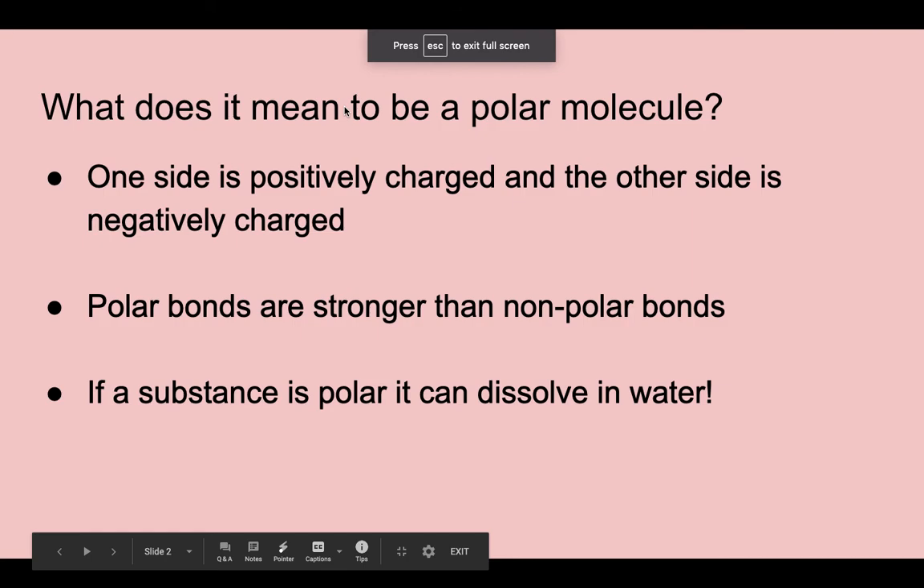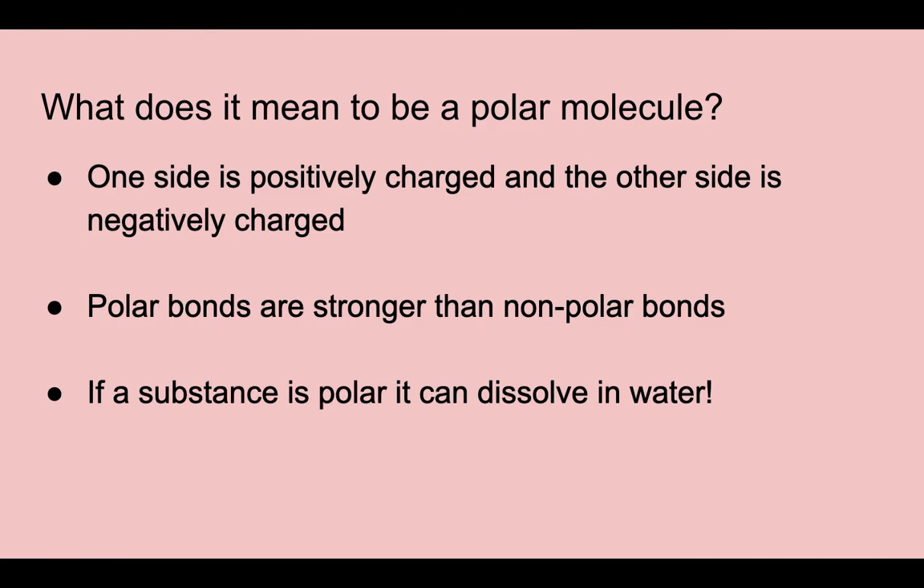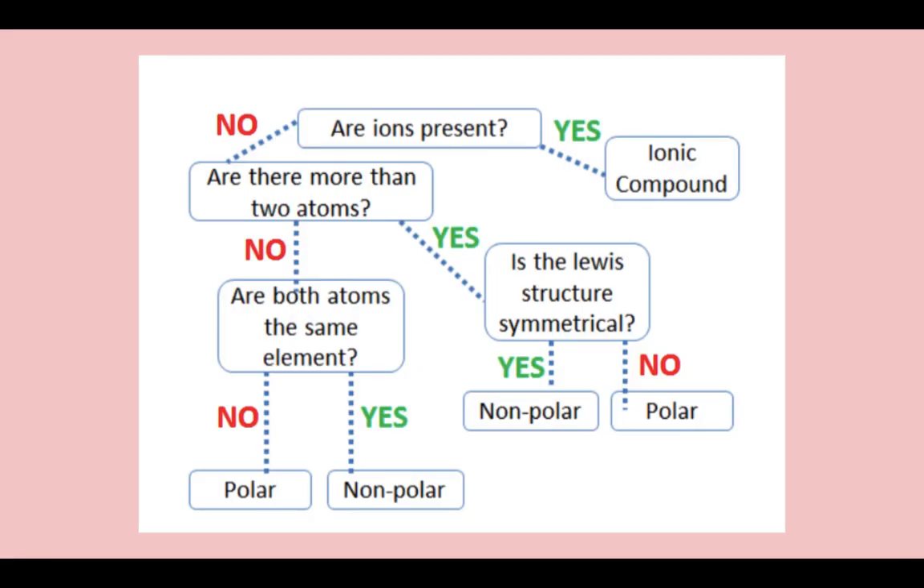So what does it mean to be a polar molecule? If a molecule is polar, that means one side is positively charged and the other side is negatively charged. It's kind of like a battery where you have one positive end and one negative end. So polar bonds are much stronger than nonpolar bonds, kind of like there's always one stronger side in a tug-of-war game and there's always one weaker side. If a substance is polar, it can easily dissolve in water because water is polar itself, okay?